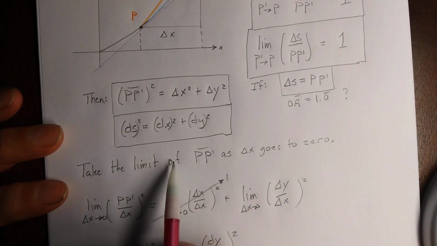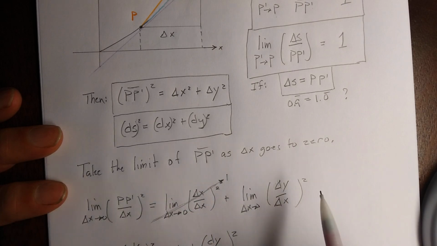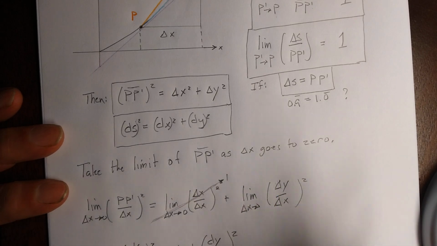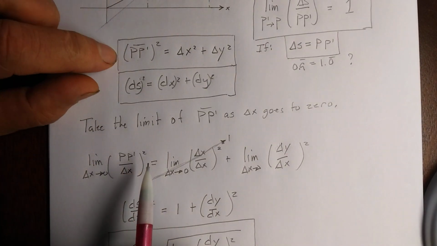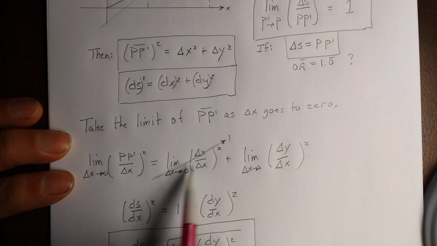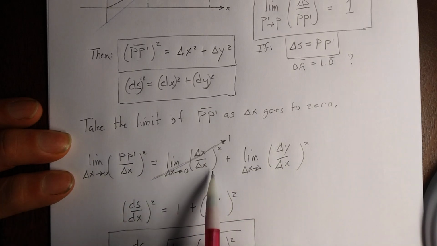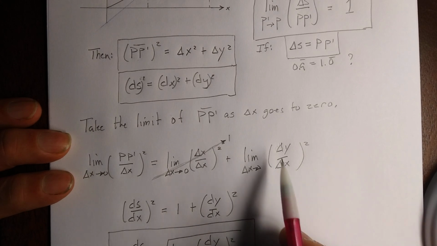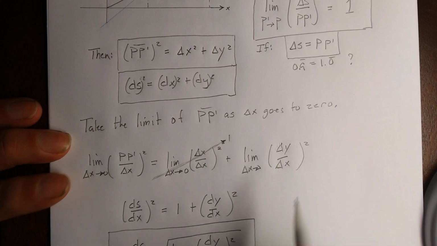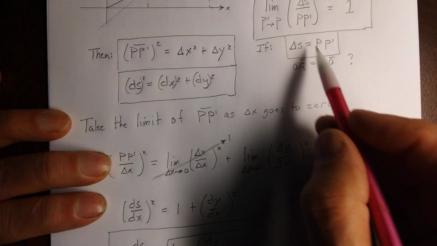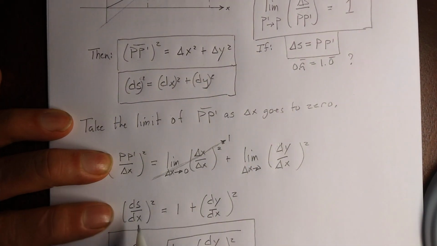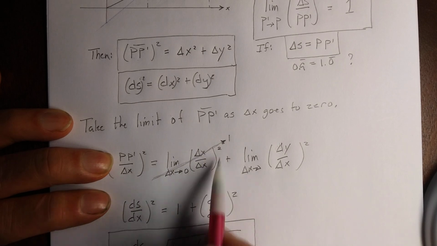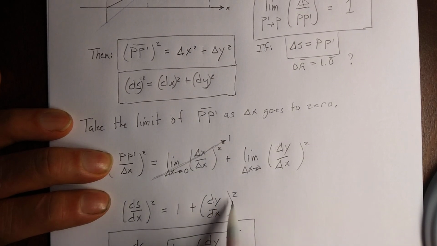All right, so let's take the limit as P prime goes to P, as delta x goes to 0. If we take the limit of this thing right here, we're going to find out that as delta x goes to 0, this is going to be equal to 1. And this is basically our dy/dx. So since P to P prime is delta s, we have (ds/dx) squared is going to be equal to 1, because this thing is equal to 1, plus our (dy/dx) squared.